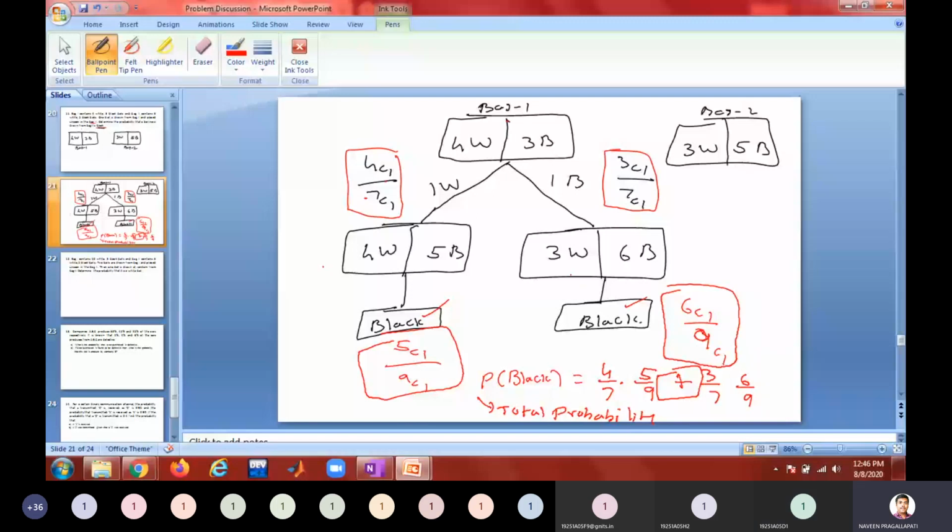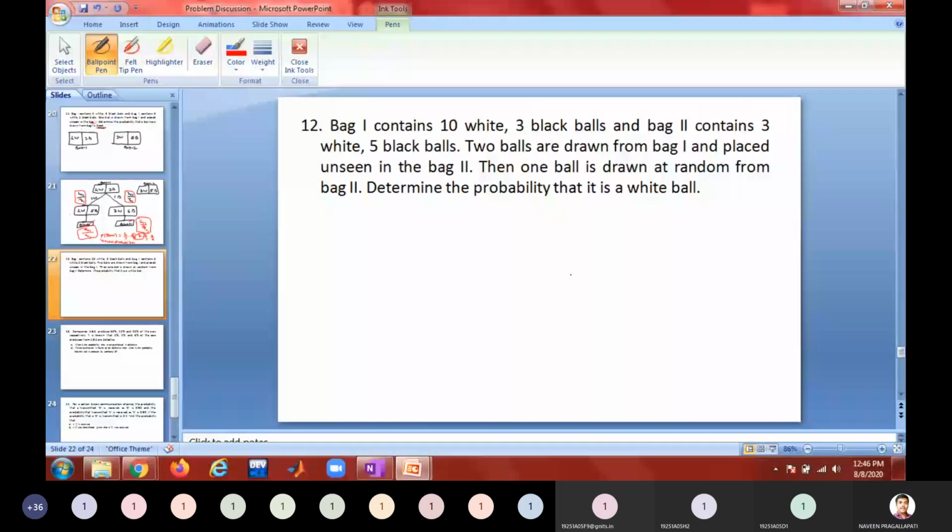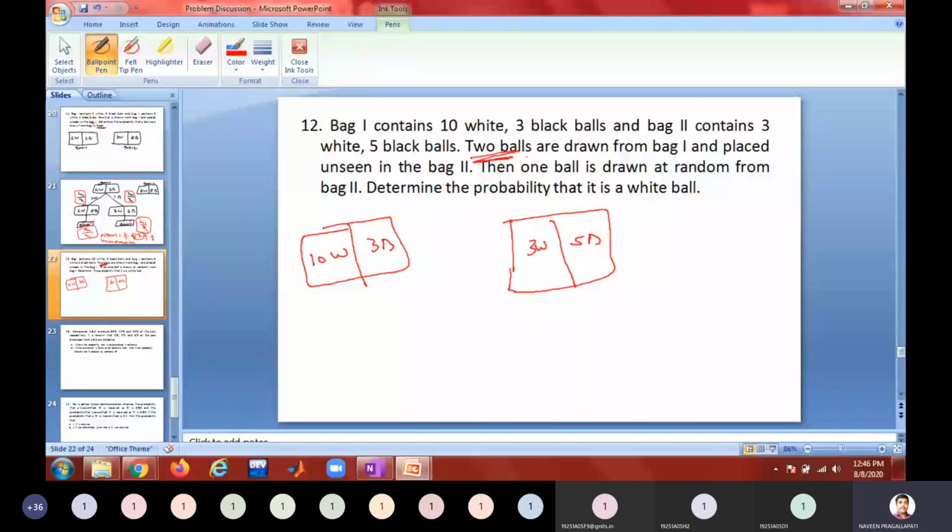So like this, you will have one more situation. Now you see, bag 1 contains 10 white, 3 black balls. Let me draw it quickly. Bag 1 contains 10 white, 3 black balls. Bag 2 contains 3 white, 5 black balls. Two balls are drawn from bag 1 and placed unseen in bag 2. Then one ball is drawn at random from bag 2. Determine the probability that it is a white ball.